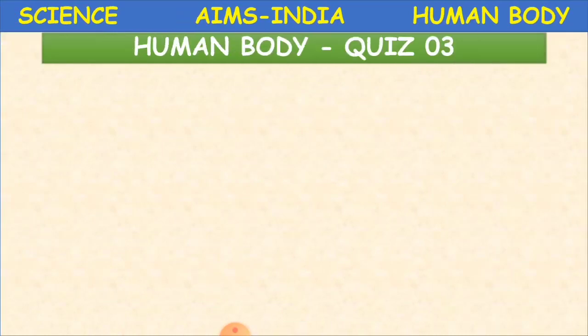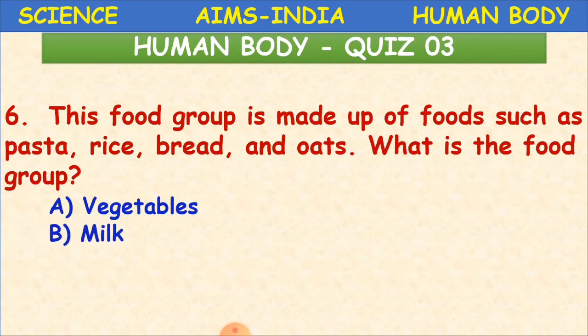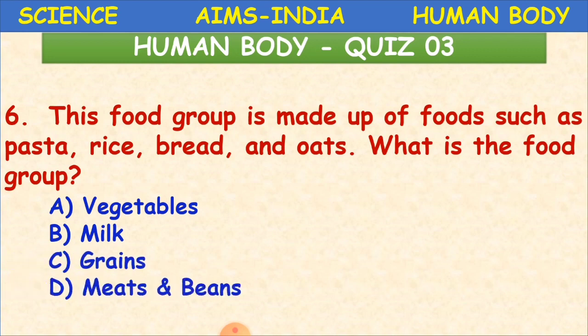And the next question here. This food group is made up of foods such as pasta, rice, bread, and oats. What is the food group? By which we make all these varieties like pasta, rice, bread, and oats. Is it vegetable, milk, grains, or meats and beans?